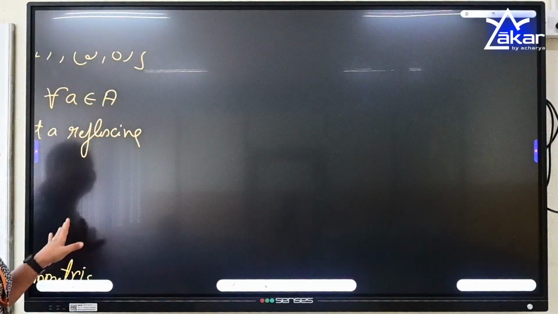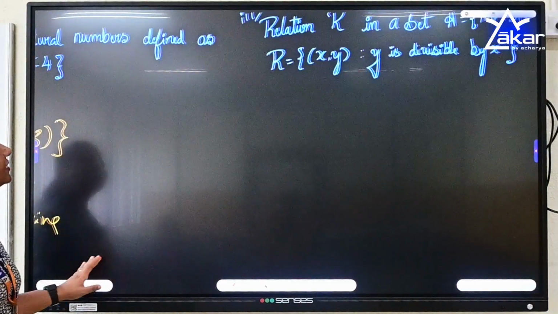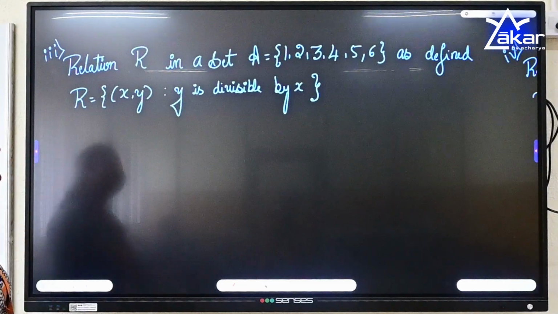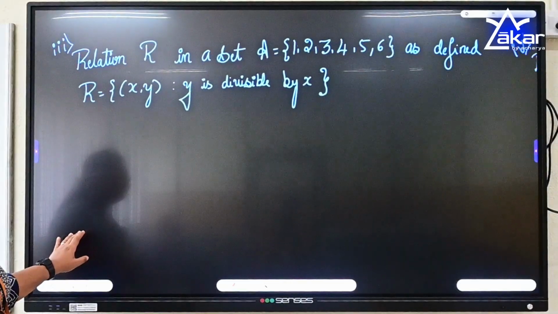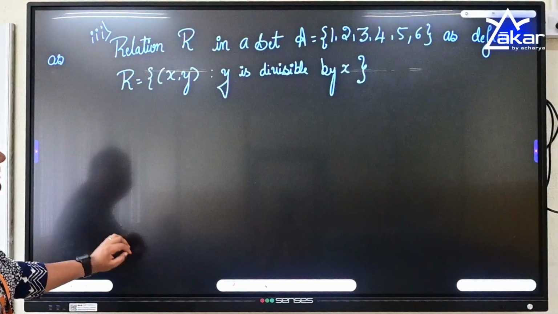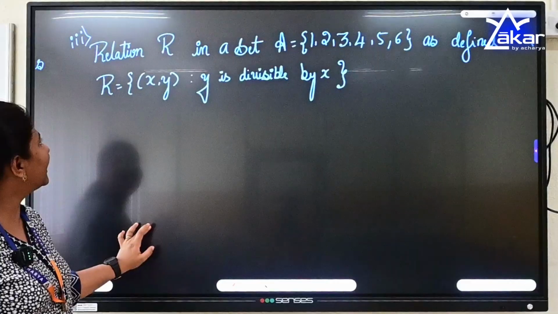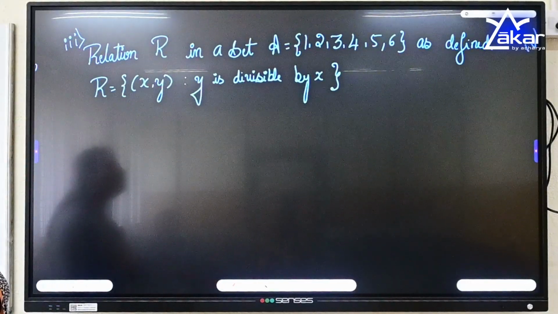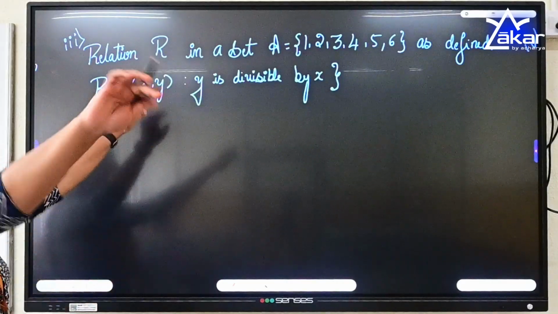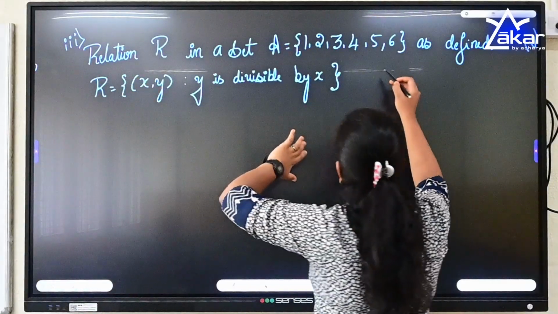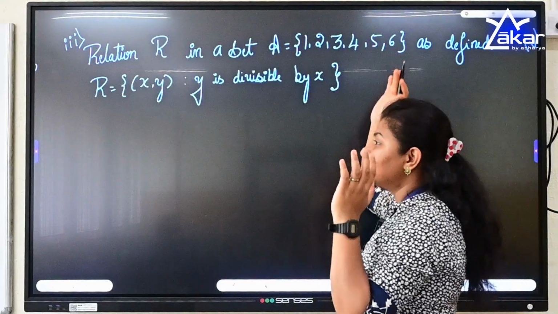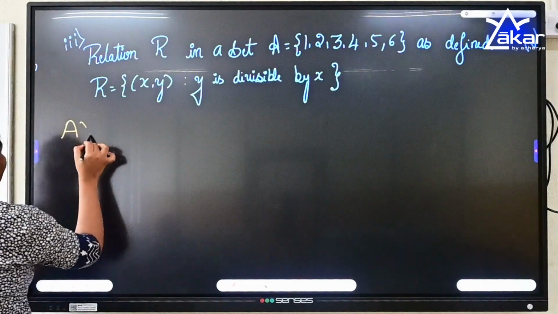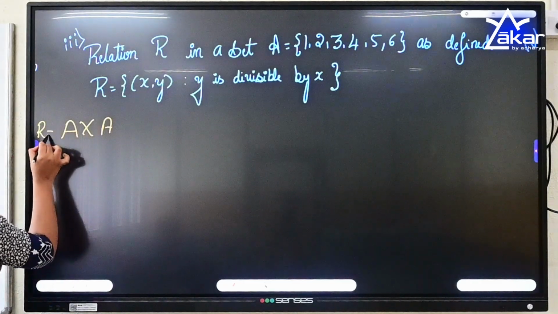So what does the third problem say? According to the third problem, the relation R in the set A equal to {1, 2, 3, 4, 5, 6} is defined by the condition (x, y) where y is completely divisible by x. Y is divisible by x means the relation is taken from the set A to set A itself, meaning A cross A. R is a subset of A cross A.